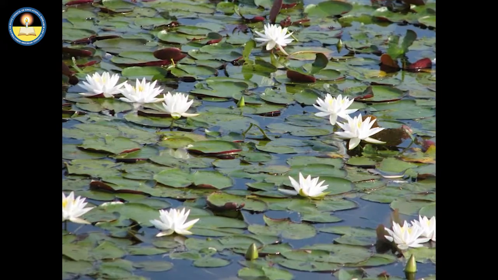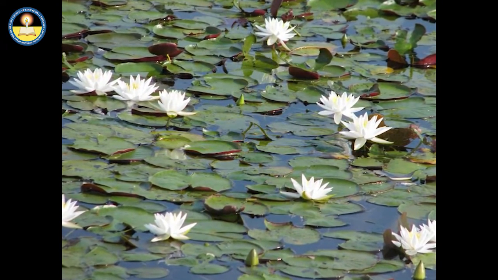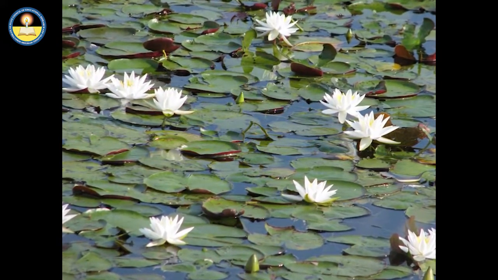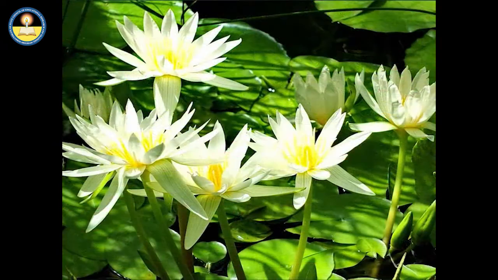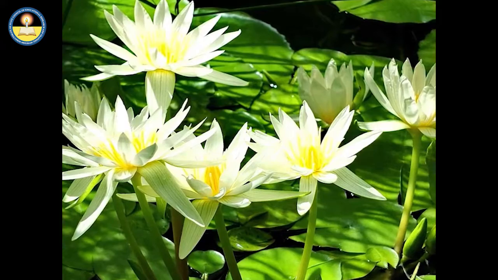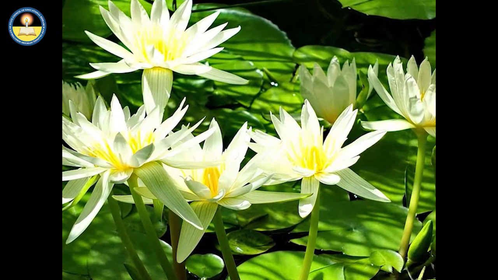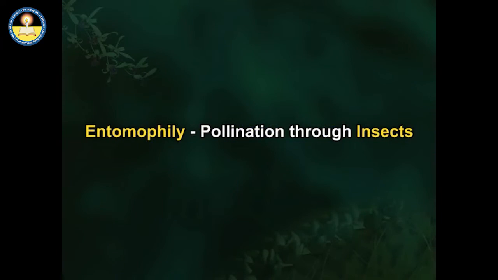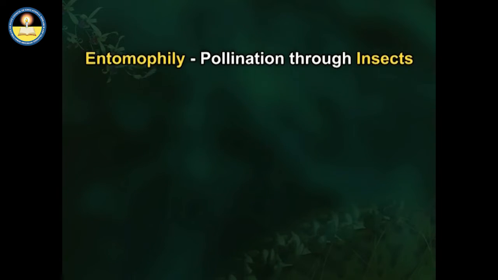Hydrophily does not occur in all aquatic plants. Many aquatic plants bear their flowers above the surface of water and are pollinated by wind or insects. Entomophily means pollination through insects.